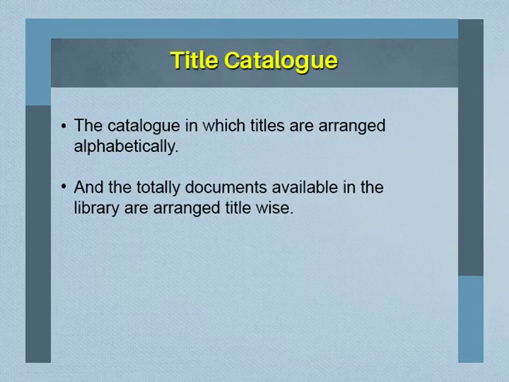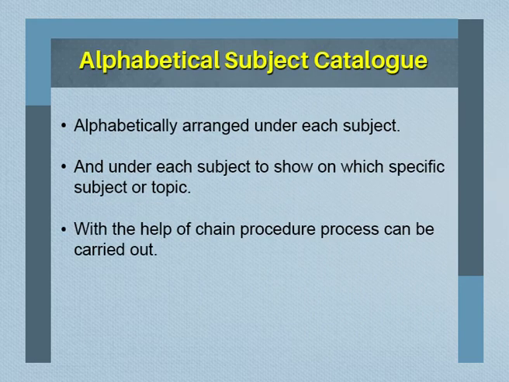So, anybody who wants to have the information based on the title can approach this type of catalog. And similarly, the alphabetical subject catalog has all the entries alphabetically arranged, and under each subject it shows the specific subject or topic. It can also be carried out with the help of the chain process.